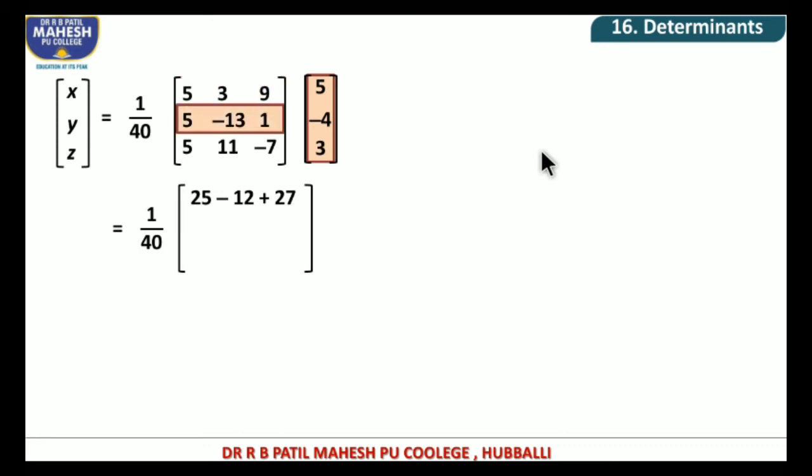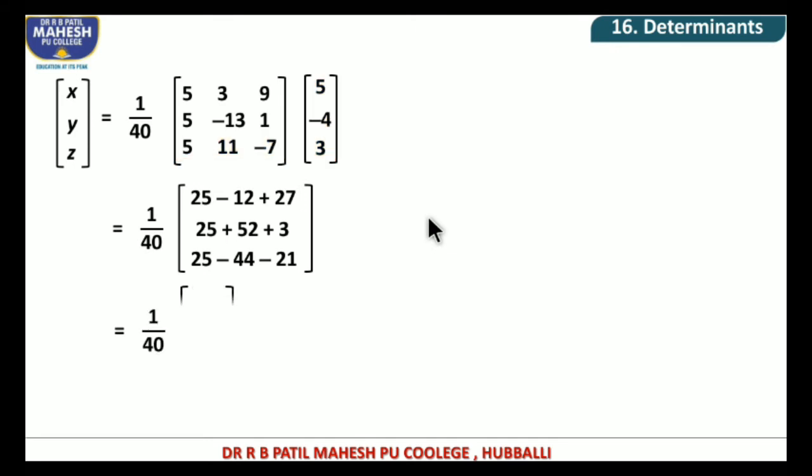Next second row and this first column we have 25 plus 52, and 1 into 3 is 3. And next we have to multiply that third row and this column. We have 25 minus 44 and minus 21. Now simplify this one. We have 1 by 40 into the column matrix that has the elements 40, 80 and minus 40. And now we can divide all the three elements by 40, because we have to multiply by 1 by 40, means we have to divide all these elements by 40.